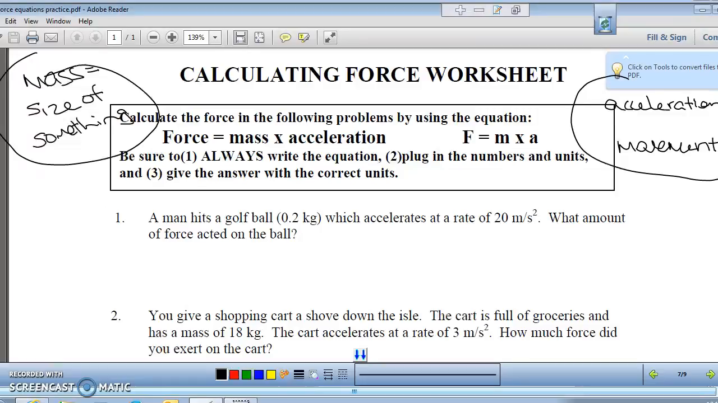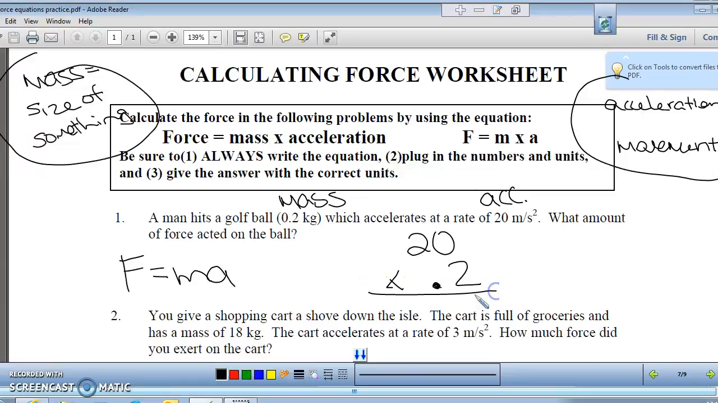So, on number 1, a man hits a golf ball of 0.2 kilograms. This is our mass because it's the size of something, which accelerates, hint, hint, acceleration, at a rate of 20 meters per second squared. So this is our acceleration. What amount of force acted on the ball? So if force equals mass times acceleration, that means I can take these two numbers, multiply them, and that will give me the force.